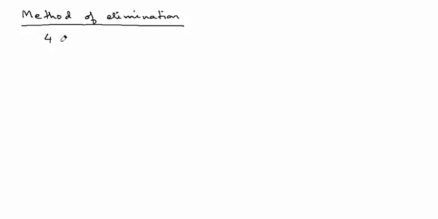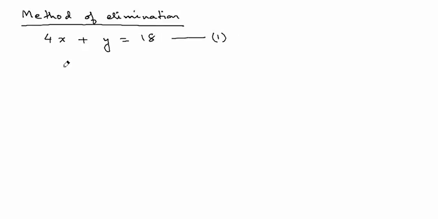Let me just write that down. Method of elimination. Now this word elimination basically means getting rid of. So you want to get rid of one of the two variables, x or y. We will see how. I'll take the first equation as the one that we already discussed on the previous board: 4x plus y is equal to 18. Let's call this equation number 1.